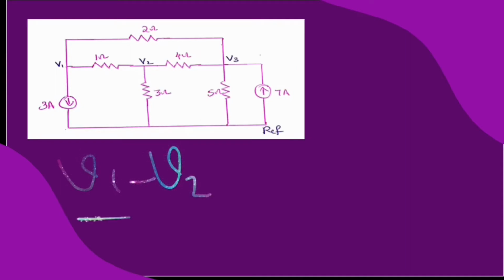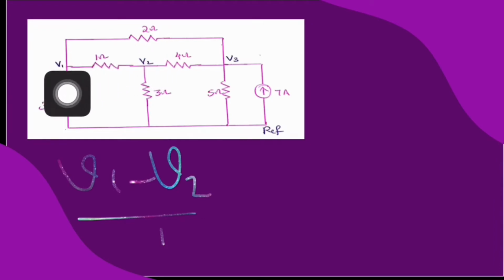The unknown currents are the current through this 1 ohm and that through this 2 ohm. These two unknown currents should be taken as outgoing currents at node V1 when we write KCL at this node. One end of this 1 ohm is at potential V1 and the other end is at potential V2. Correspondingly, the outgoing current through this 1 ohm at node V1 can be written as (V1 minus V2) by 1.